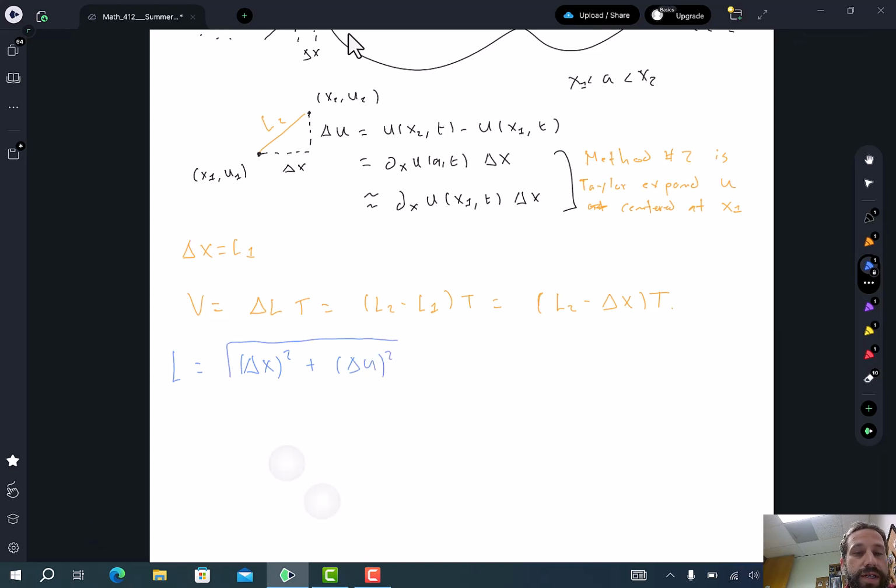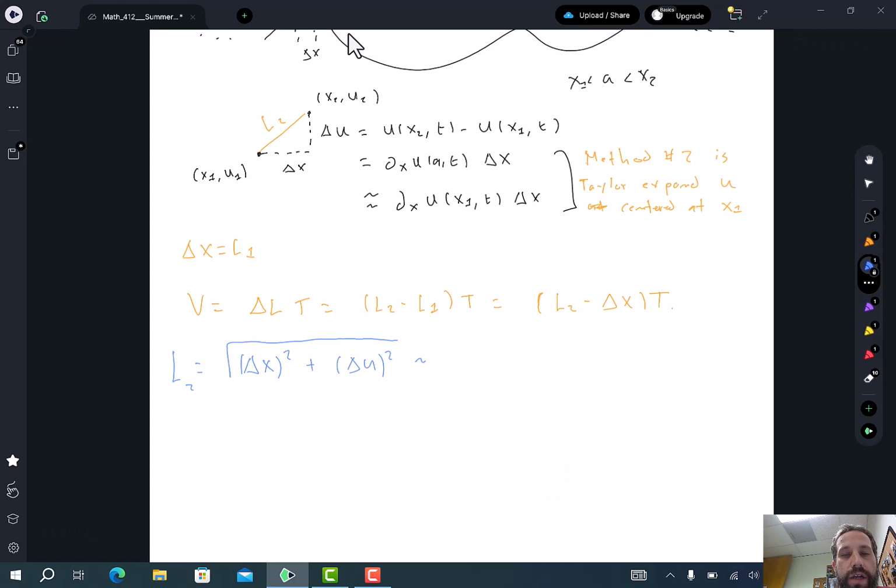That's what L2 is. Really, for any L, this is just the formula for L. If delta u is equal to 0, this just says L is equal to delta x, which is what we're thinking about. But for the diagram we have up here, this is what L2 is equal to.